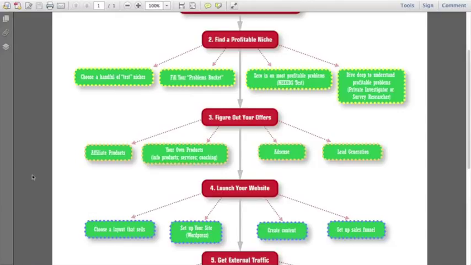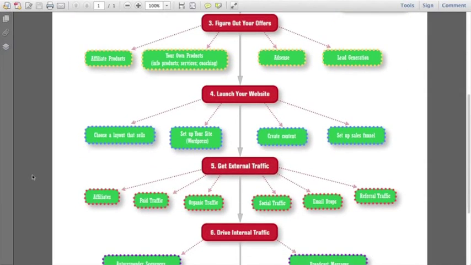So those are your offers that you have to figure out. Once you've found your profitable niche, you figure out what kind of offers you're going to offer to your niche audience. Then you launch your website. Okay, here. There are 4 things to look at, generally speaking, when you're launching your website. The very first thing is, obviously, you want to choose a layout that sells.